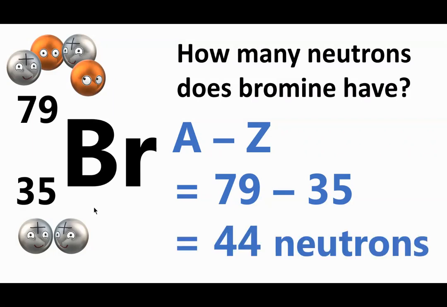So hopefully you know what an atomic number is, which you find on the periodic table, the number of protons, and the mass number, which is not found on the periodic table, but gives the number of protons and neutrons found in the nucleus for a particular atom of an element.